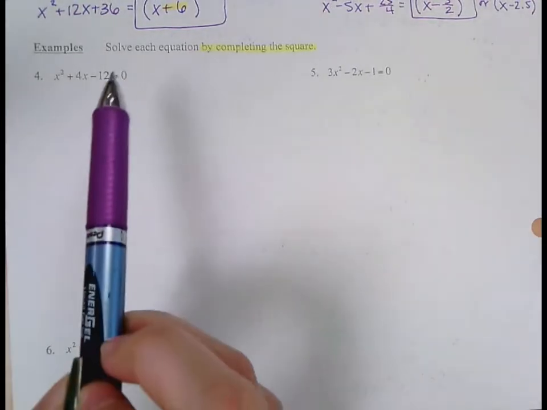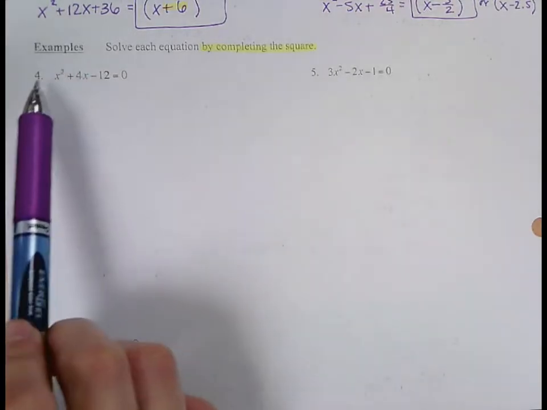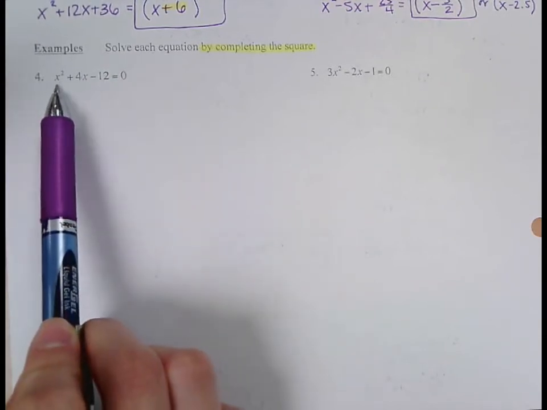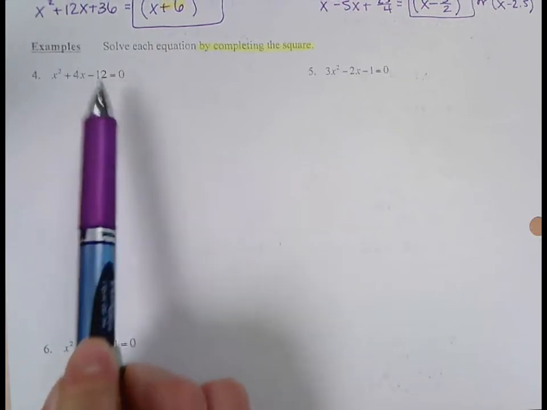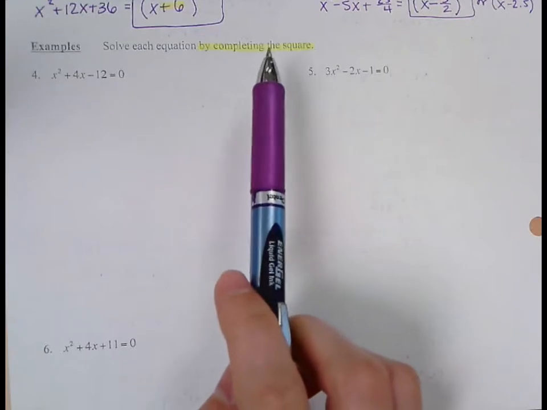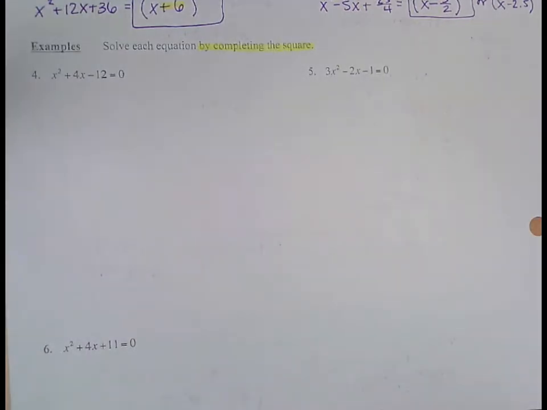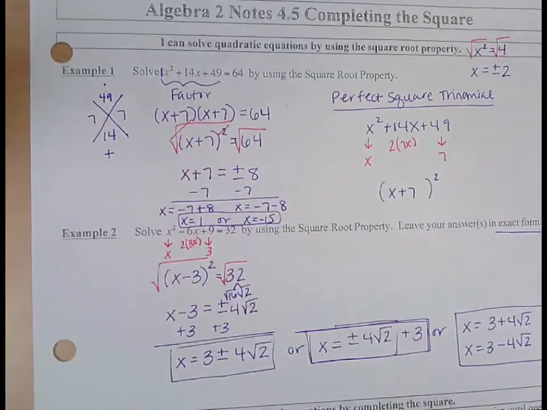I realize all three of these already give you a trinomial. However, for number 4, x squared plus 4x minus 12 is not a perfect square trinomial. So when you complete the square, your goal is to get a perfect square trinomial, so that you can do what you did in examples 1 and 2 by using the square root property.